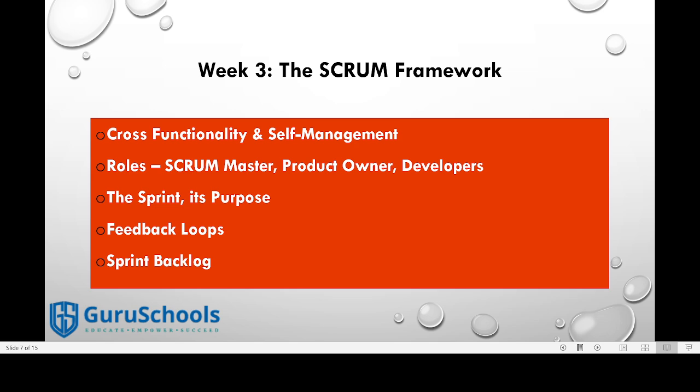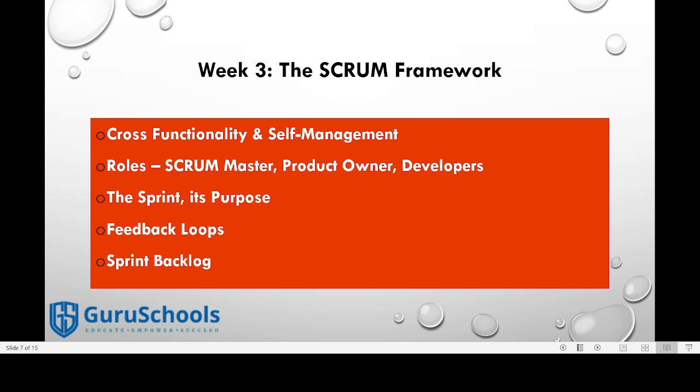In the third week, we will touch base on understanding the Scrum framework. When we're looking at the Scrum framework, we're understanding what is cross-functionality of various teams and features. How is it a very self-managed framework? And within the Scrum framework, what are the roles that various entities play? Primarily the Scrum Master, the product owner, the various developers, the business users, and so on and so forth.